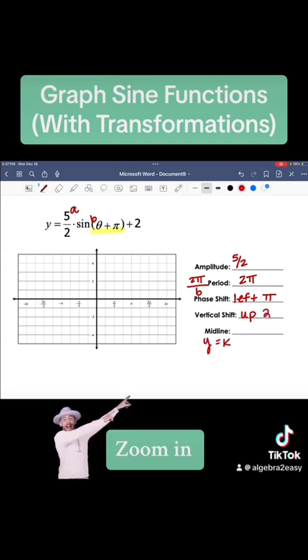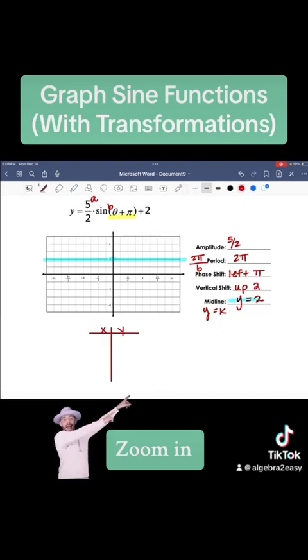Also, we have a midline because y is equal to k, and our k was 2. So it's going to be y is equal to 2. And remember, that midline is going to basically split our function in half. So let's go ahead and graph this midline. On the y-axis, here's 2, and you're going to draw a horizontal line.